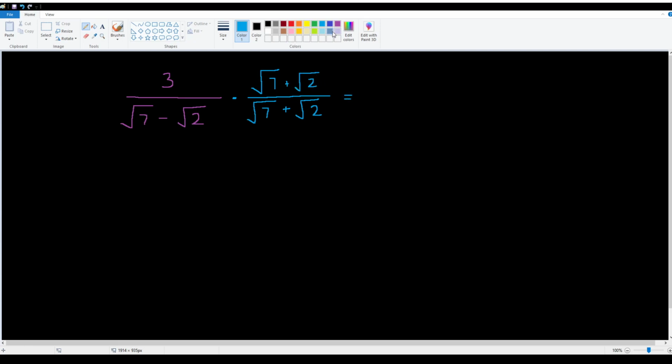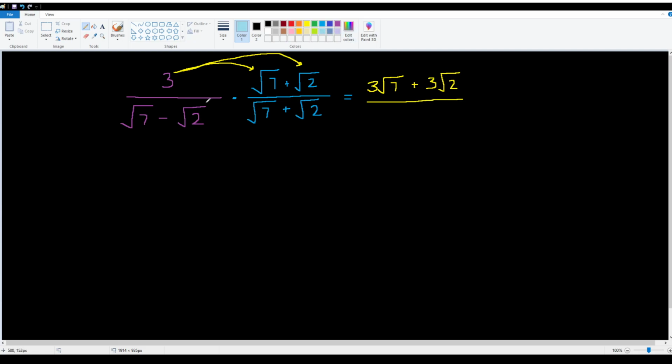So this time we'll do the top first. We'll take our 3 and we'll distribute it through to both terms. So up top we're going to have 3 times radical 7. That is 3 radical 7. Again, remember, we can't take a number that's outside of a radical and multiply it by something that is inside of a radical. Outside multiplies by outside, inside multiplies by inside. So this is 3 radical 7 plus 3 times radical 2 is going to be 3 radical 2.